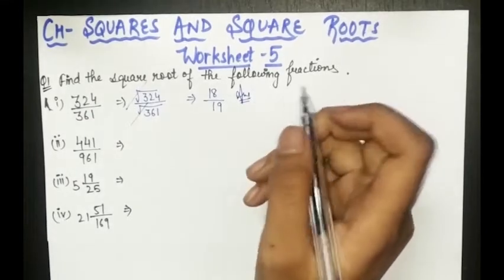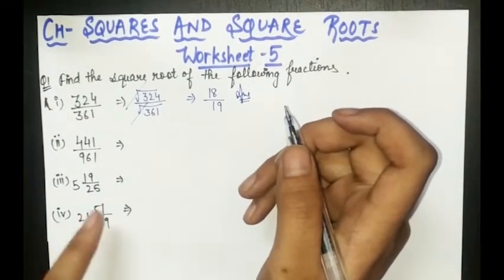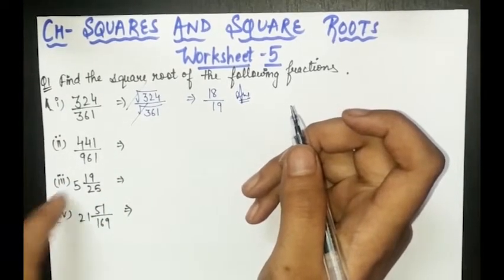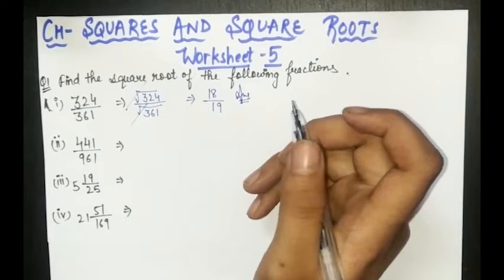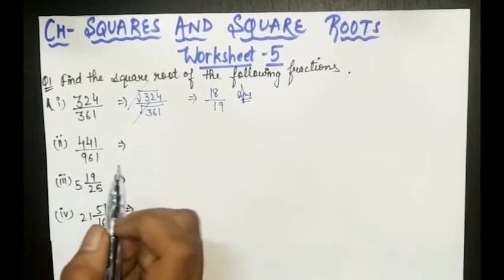In some questions you have to change this into a mixed fraction. And what is a mixed fraction? Like in this form, this is a mixed fraction example. Both of these are examples of mixed fractions. Similarly we will be doing with 441 and 961.